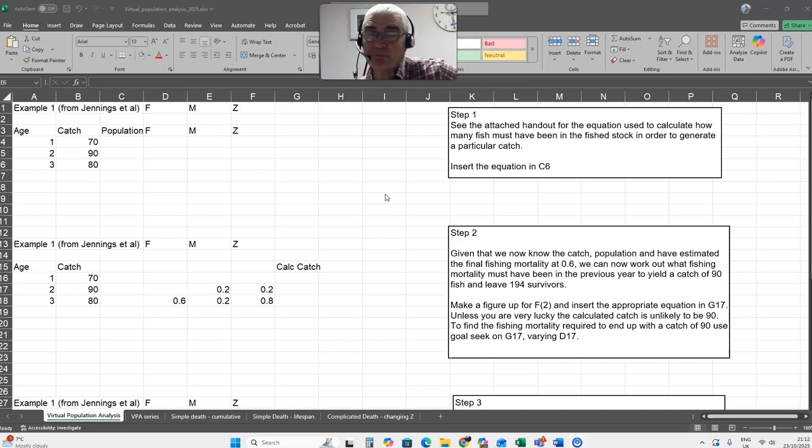So with virtual population analysis, what we do is we use catch data to work out what the population must be to support that catch. So if you've caught 80 fish, if you caught 100% of the fish, you catch 80. If you have a catch of 80 and you've only caught half of the population, there would be 160 fish in the population. Okay, if you have a catch of 80 and you've caught a quarter of the fish, you'd have 320 fish in the population.